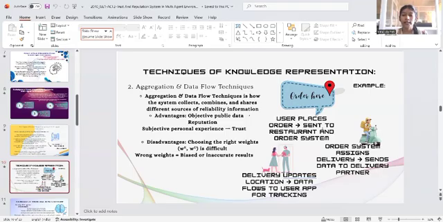So I give one example. User places orders sent to the restaurant and order system. Second, order system assigns a delivery partner and sends data to the delivery partner. And last step is the delivery partner updates location data flow to the user app for tracking.